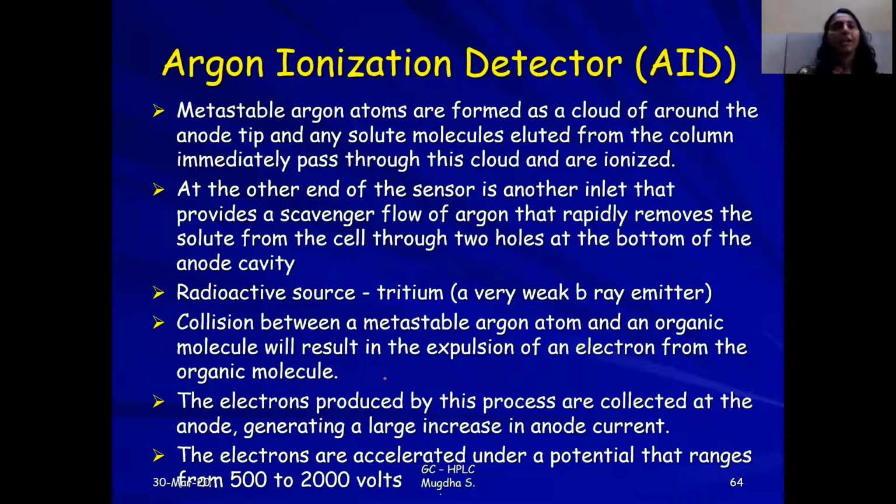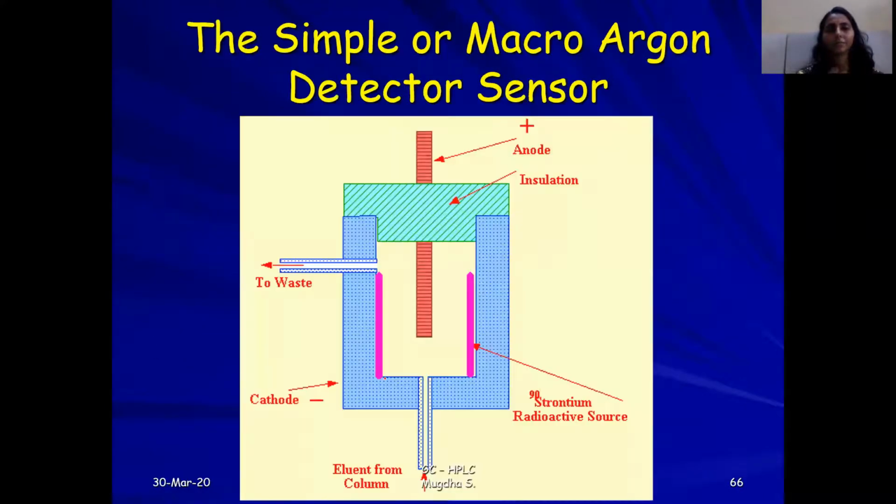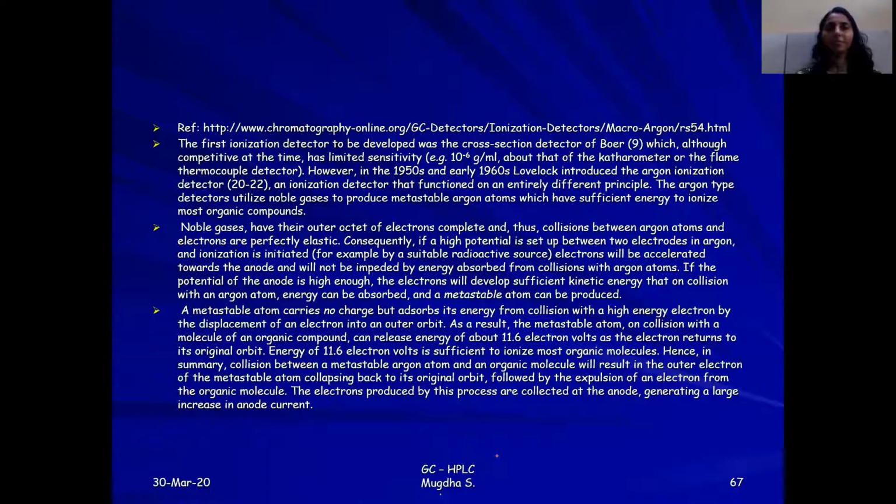Then you have the argon ionization detector. It is also working on a similar principle. Here also the argon atoms interact with the organic molecules. They will result in an electron, and this electron will then produce a current.